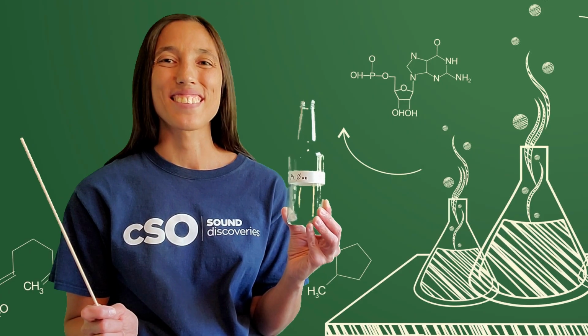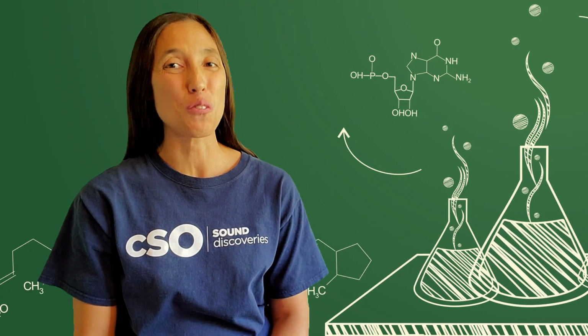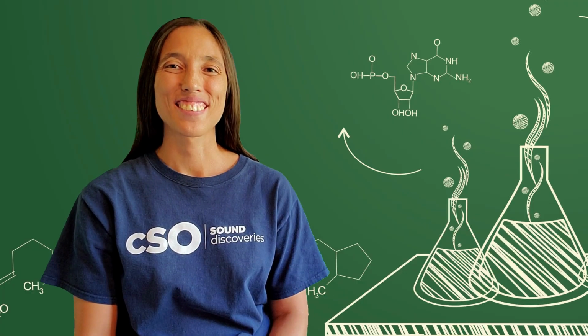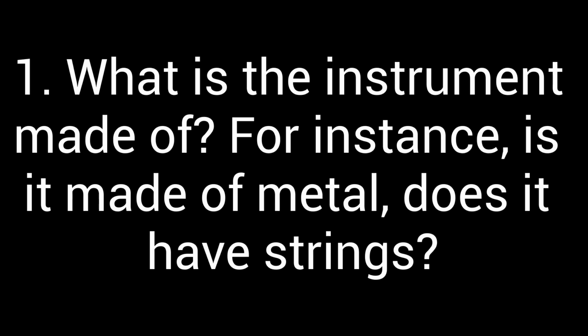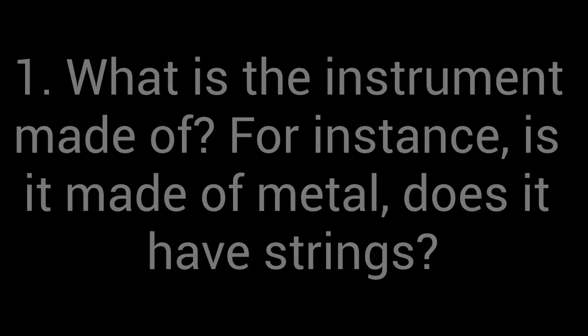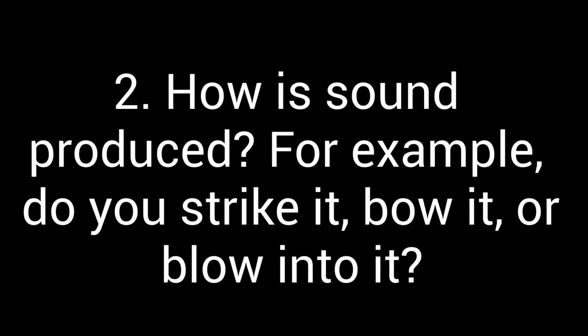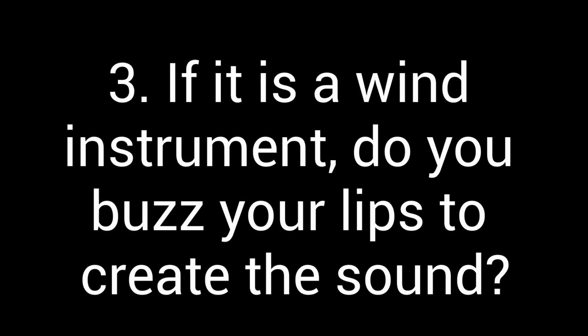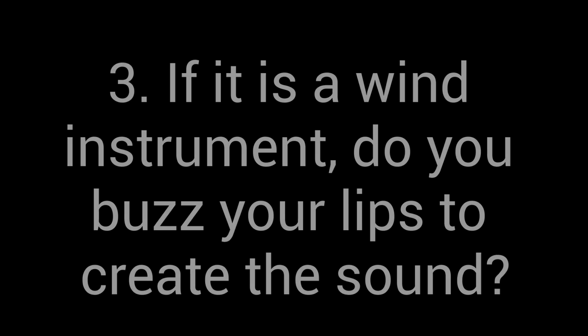percussion family. To determine which musical family an instrument belongs to, you can ask 3 questions. Number 1, what is the instrument made of? For instance, is it made of metal? Does it have strings? Number 2, how is sound produced? For example, do you strike it, bow it, or blow into it? Number 3, if it is a wind instrument, do you buzz your lips to create the sound?